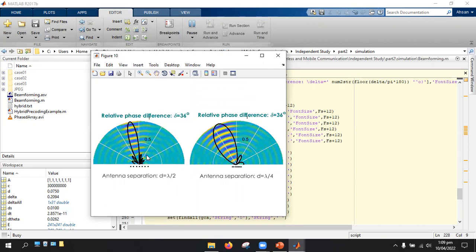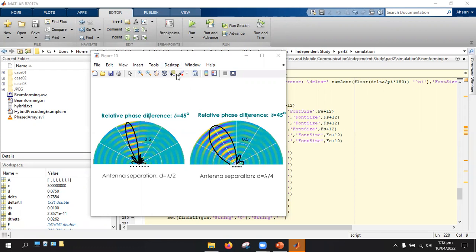Narrow beam width would be ideal to serve users which are far away, compared to this wider beam right here, which is more ideal for the users nearby and in a region which is near to the transmitter.